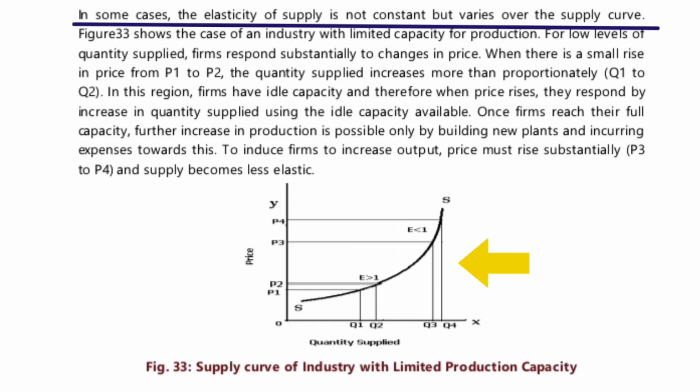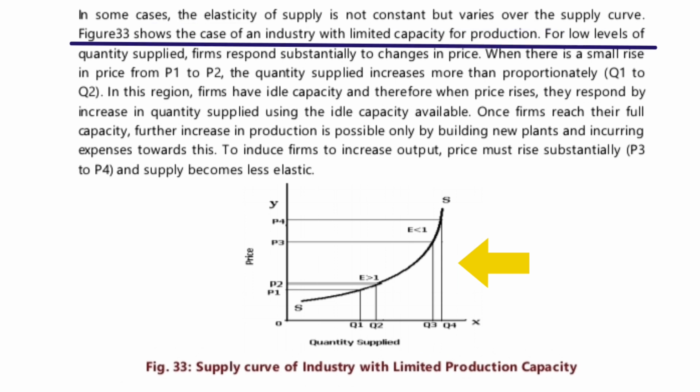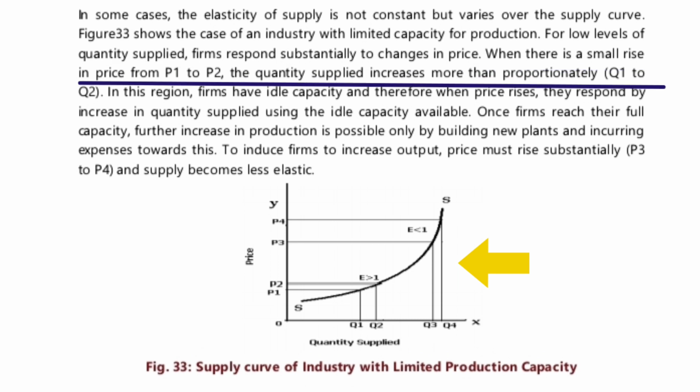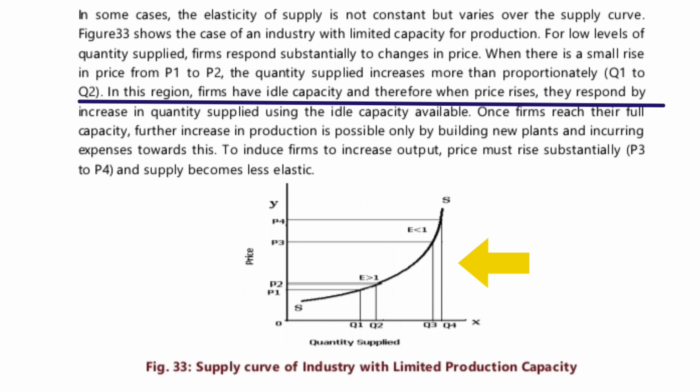In some cases, the elasticity of supply is not constant. It varies over the supply curve. Figure 33 shows you the same. Here, for low levels of quantity supplied, the firm responds substantially to changes in price. When there is a small change, there is a big change in the quantity. But when the price increases more and more, the firm is not ready to give that increase in the quantity. That is a specialized case.